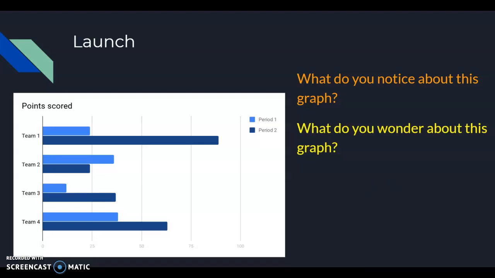What do you wonder about it? An example of something that you could be wondering about it is, well, how long was their game? How long did it last? Why didn't they play 4 quarters? And why isn't it included in here? That's something that you could be wondering about it.